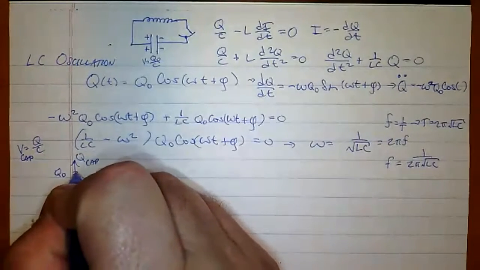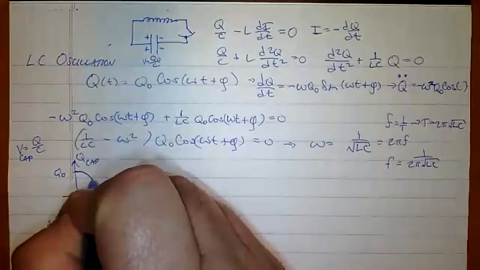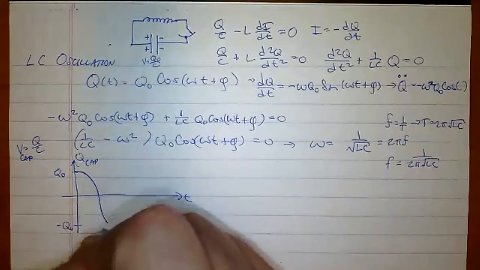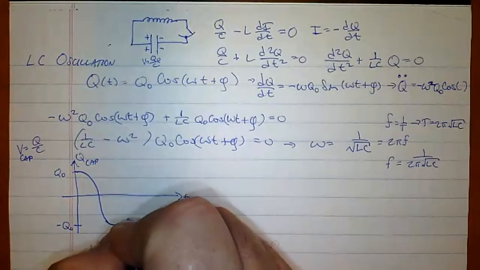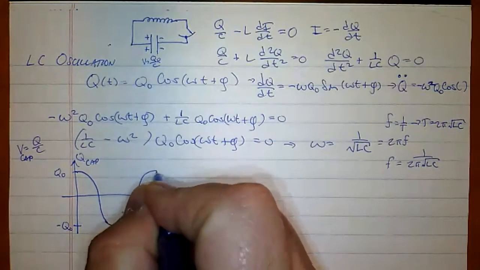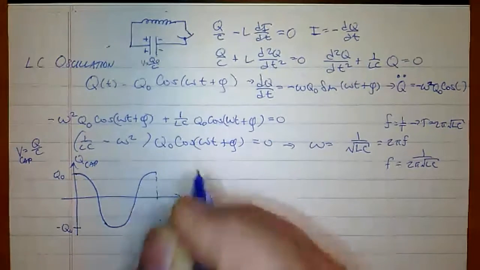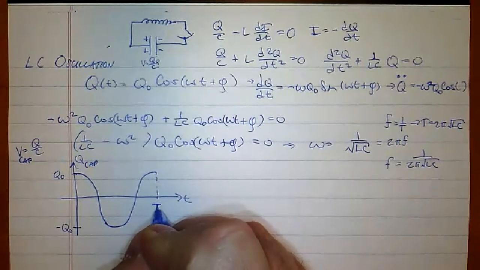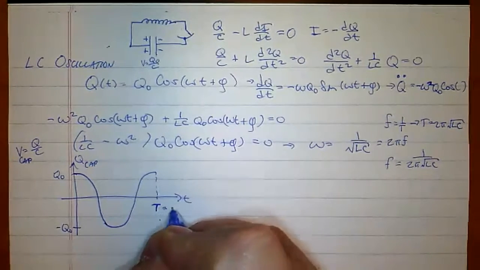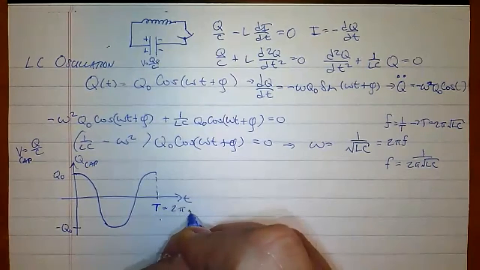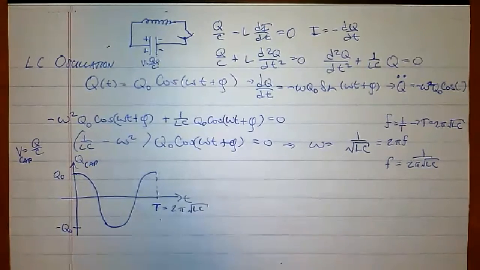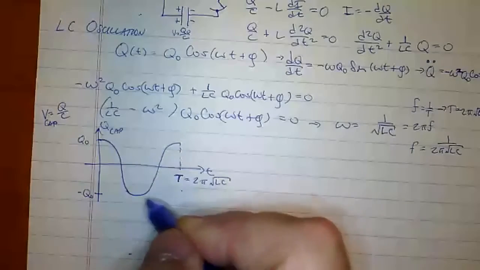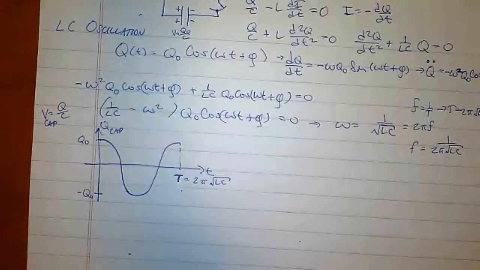That's the main thing. So what I see here is just a straight cosine curve. And again, it's going to come down here to negative Q0. So this is the period T, which is equal to 2 pi times the square root LC. So that's how long it'll take to complete one cycle from a peak to 0 to a peak again.